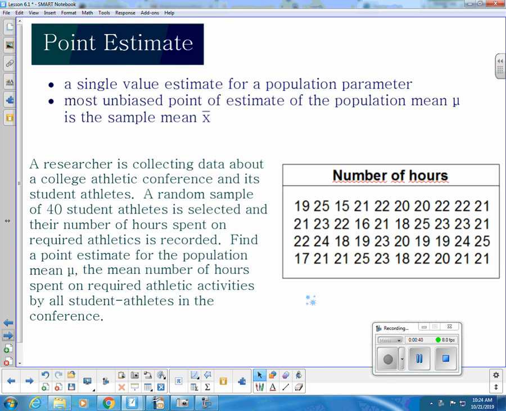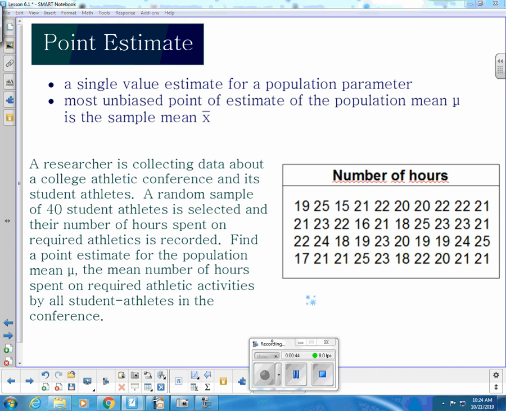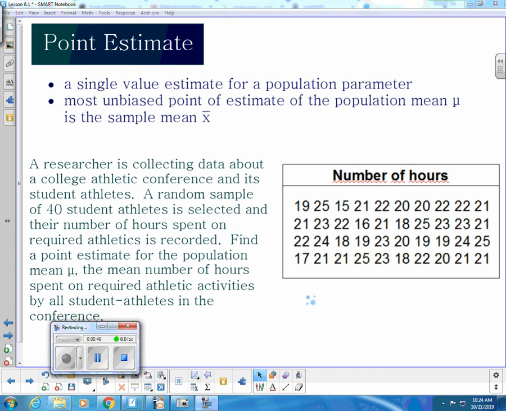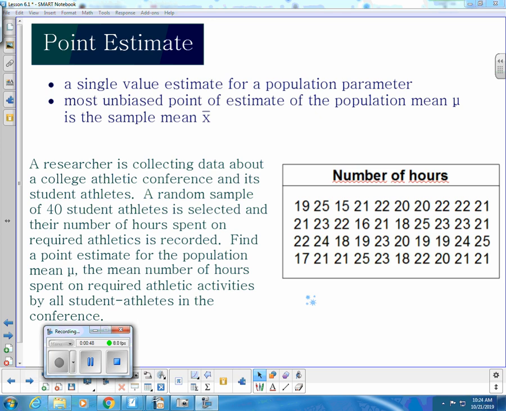So for instance, a researcher is collecting data about college athletic conferences and their student athletes. A random sample of 40 students is selected and their number of hours spent on required athletics is recorded in that chart. Find a point estimate for the population mean, the mean number of hours spent on the required athletic activities by all students in the conference. So all we're doing is finding the mean of the sample.